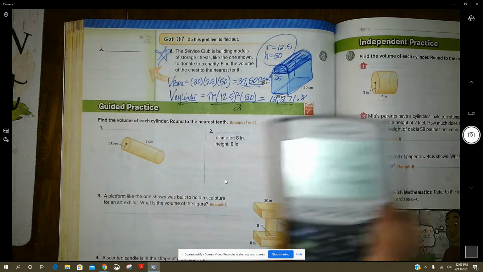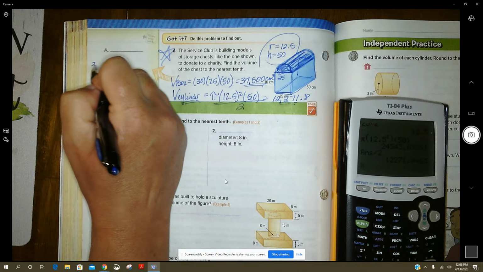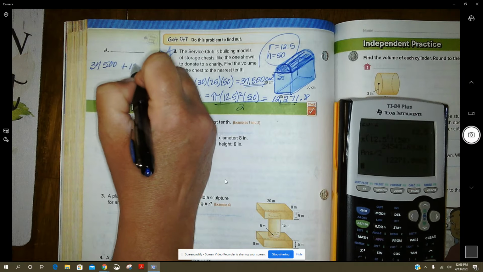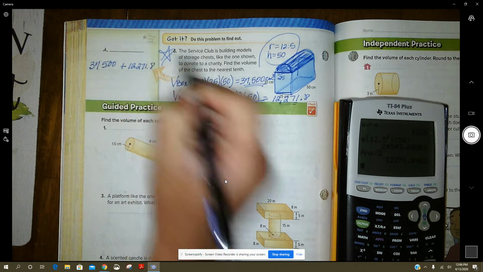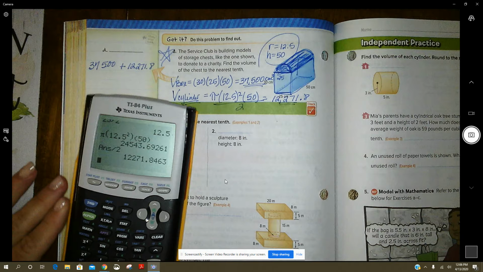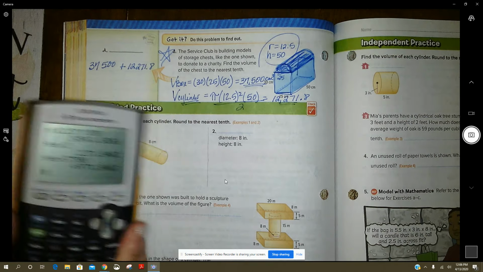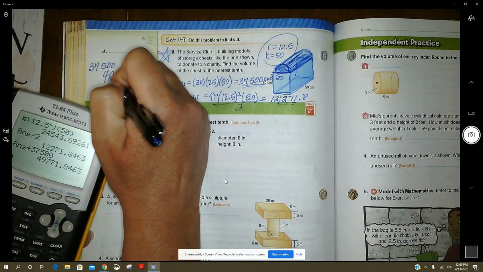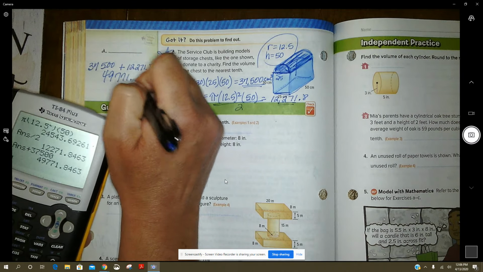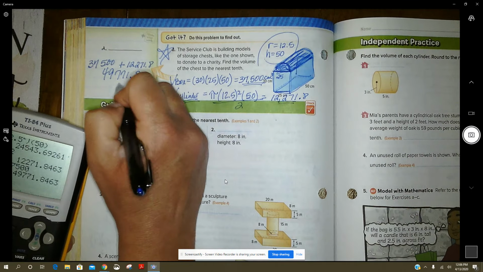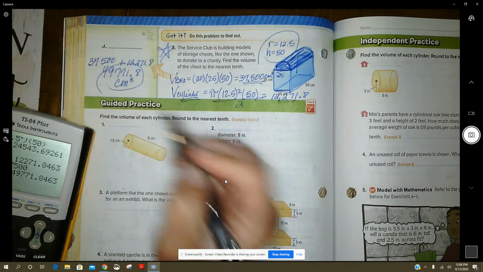Yeah, I'm hoping that you said add, right? So we're definitely going to be adding them. 37,500 plus 12,271.8. Let's add, and we get 49,771.8. Okay, all right, let's go put in our dimensions. We're looking at cubic centimeters, and we're good.